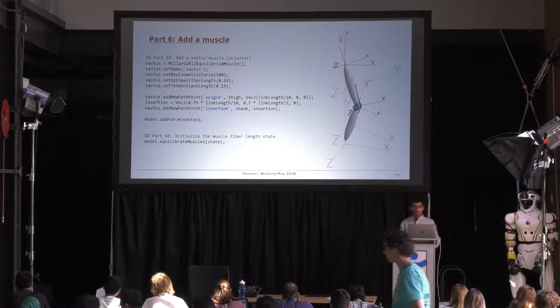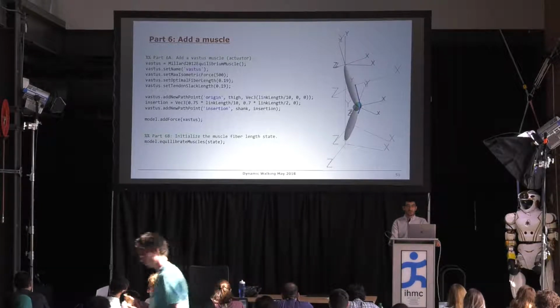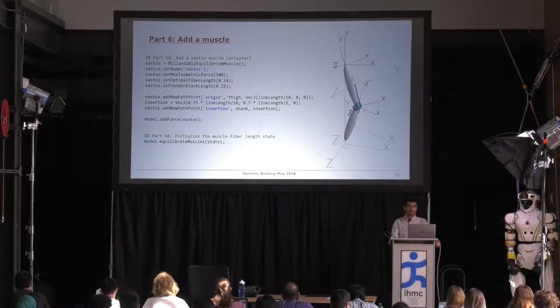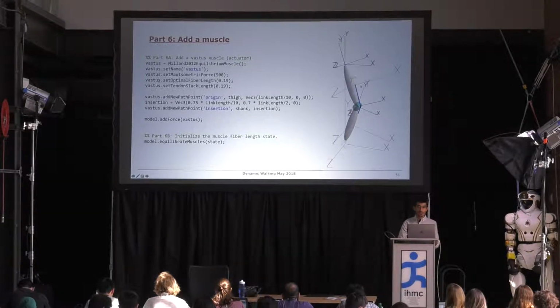Okay, so we've set some properties of the muscle. Next we have to define the location of the muscle path in space. To do this, we're going to add 2 points, an origin for the muscle path and an insertion. The origin is going to be a location on the thigh body, right here, and the insertion will be a point on the shank body.